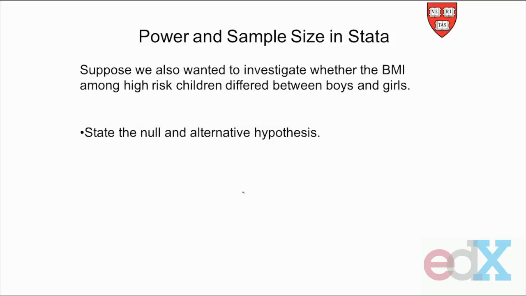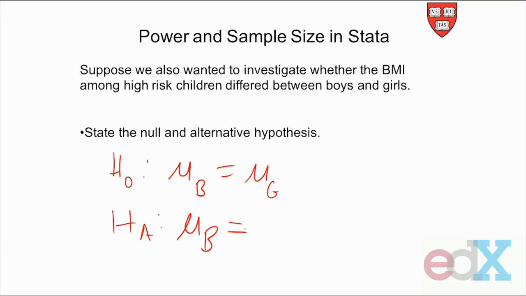Now suppose we also wanted to investigate whether the BMI among high-risk children differed between boys and girls. So now what would be our null and what would be our alternative hypothesis? So the null hypothesis would simply be that the two means are equal. So the mean for boys and the mean for girls are the same, in the high-risk population. And our alternative is a two-sided alternative, and it's simply not equal.